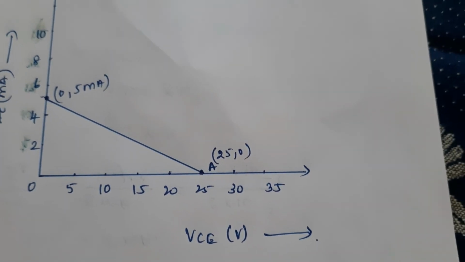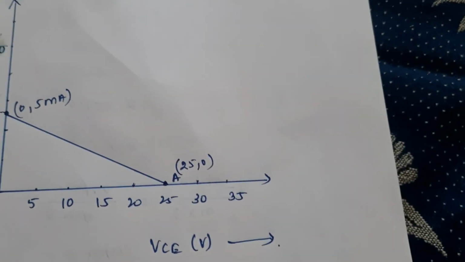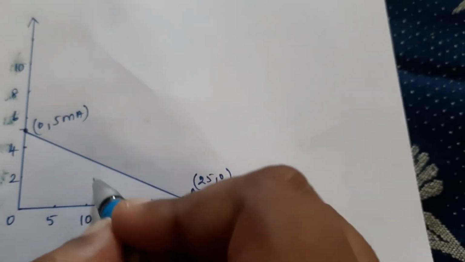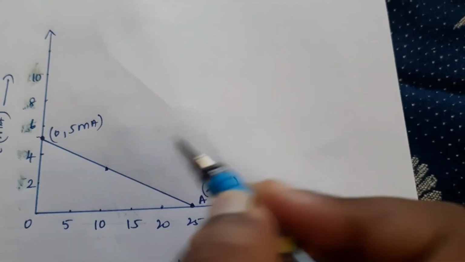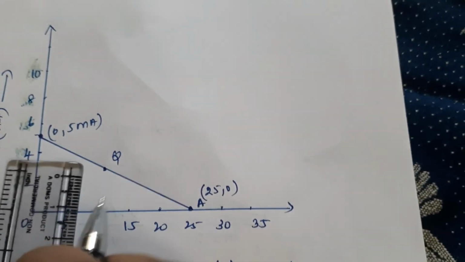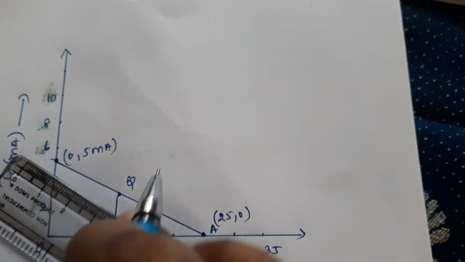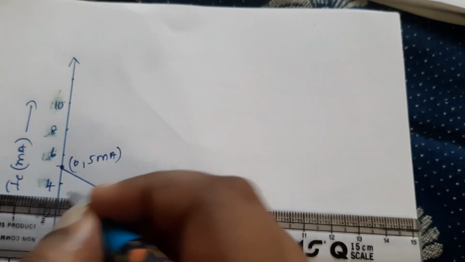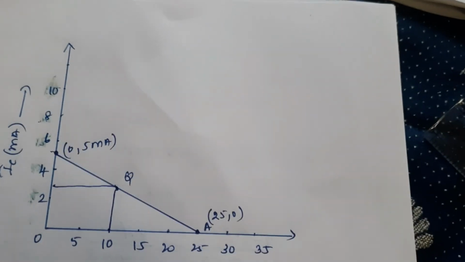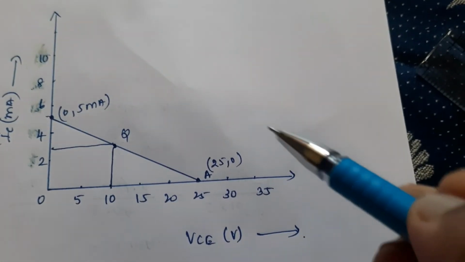Now we have to draw the Q point. It should be in the middle of the DC load line. So I can draw it here in the middle of the DC load line. This will be marked as Q. So this will be the Q point. So we have shown the DC load line and the Q point in the graph.